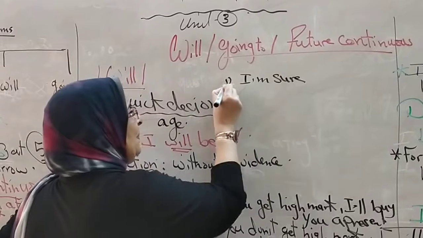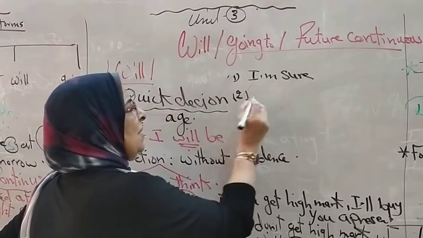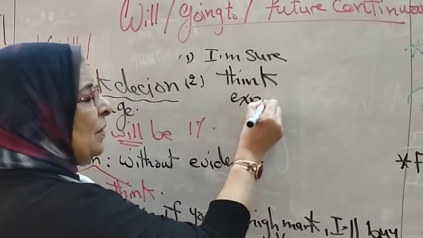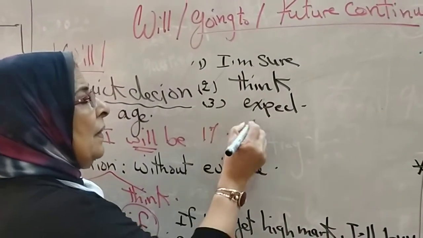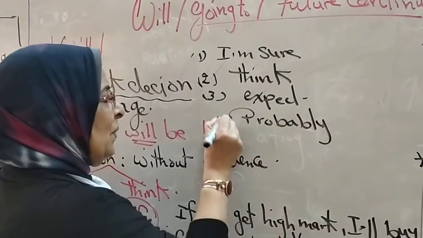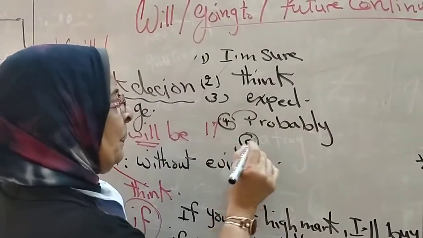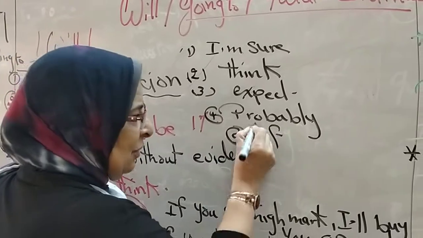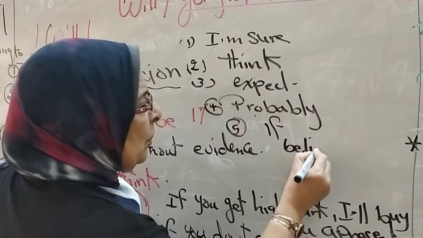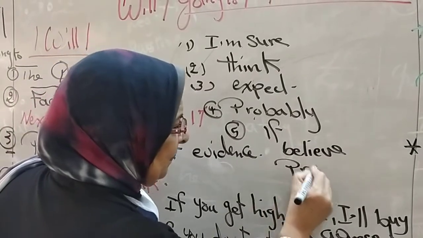Number one. If you have, I am sure. What else, Miss? You are going to say think. Now we dealt with expect. Or probably. Number five, we have if, as I told you, and we have believe, promise, and so on.